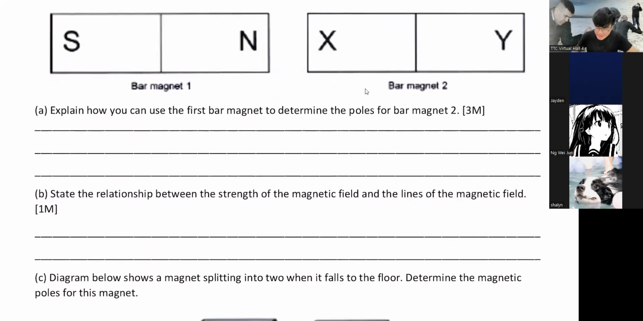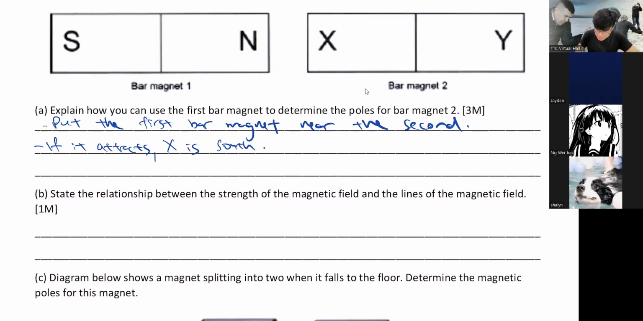Okay, understand? So how do you use the first bar to determine? So the first point, they put the first bar magnet near the second, or bar magnet 2. If it attracts, X is south. If it repels, X is north. Pull means this is south. Push away means this is north.